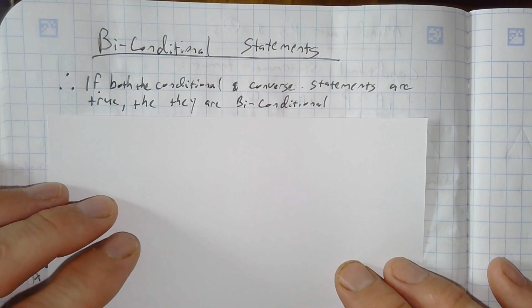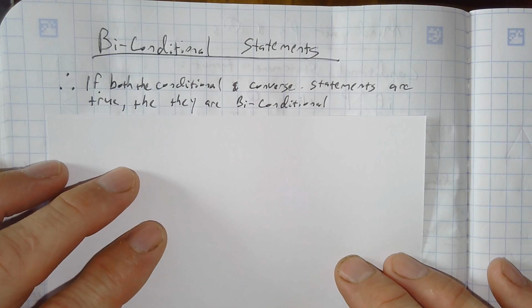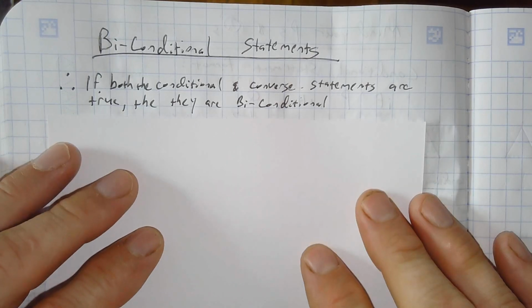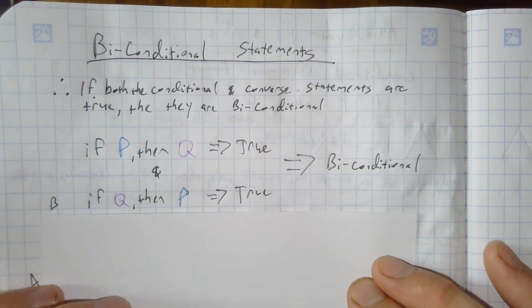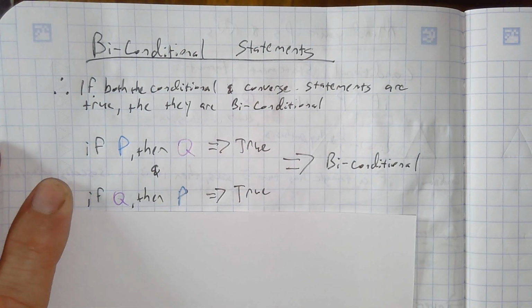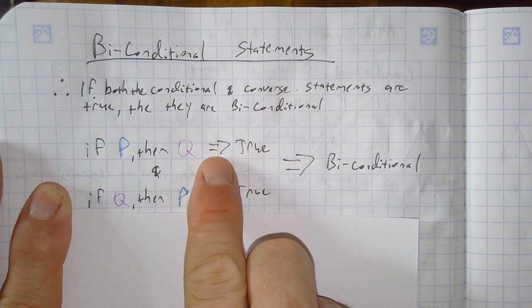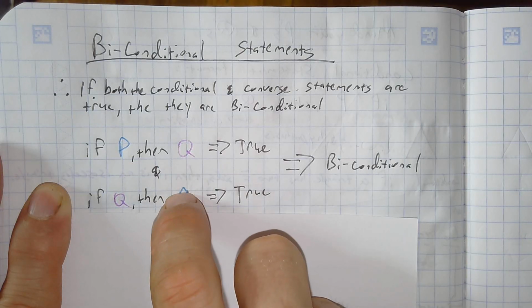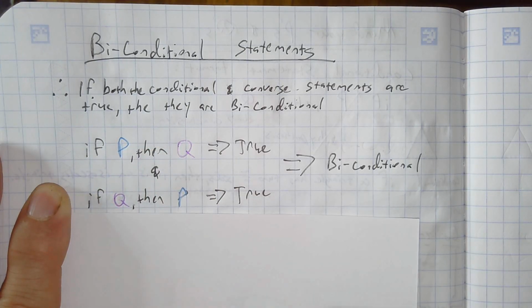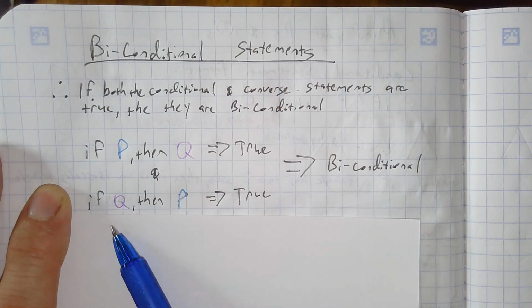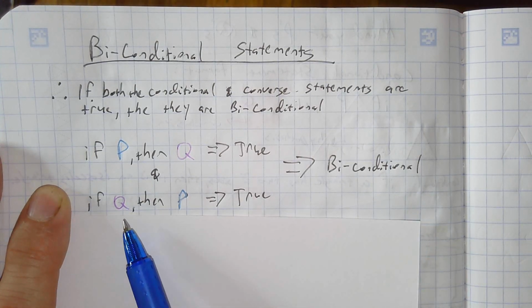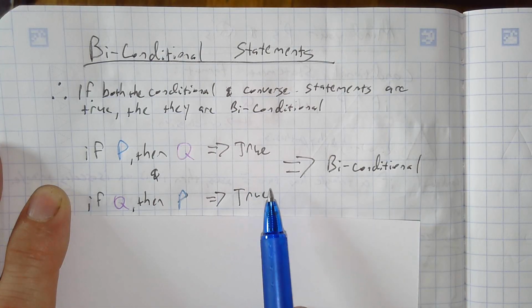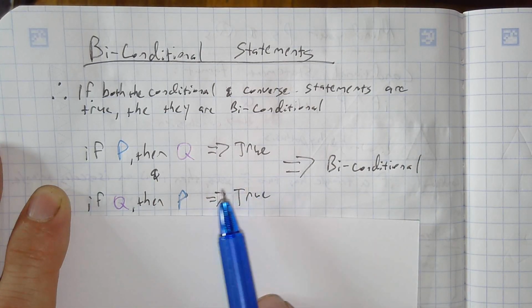All right. So if the conditional and the converse statements are true, then those statements are said to be biconditional. Here's a little representation of what I got going on. Remember, this is the conditional statement format: if P, then Q. P is your hypothesis, Q is your conclusion. And this is the converse: if Q, then P. If both of those are true, then these statements are biconditional.